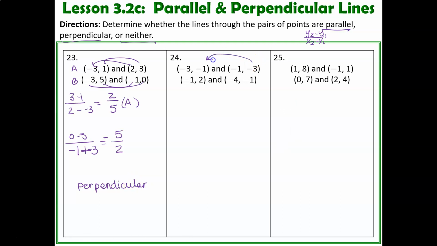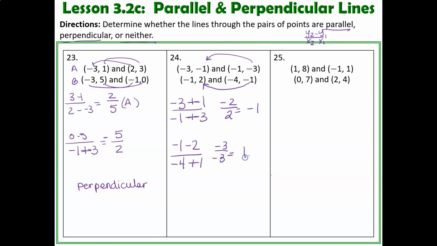24. I have negative 3 minus negative 1 over negative 1 minus negative 3. These are plus. So I have negative 2 over 2, which gives me a slope of negative 1. Now I have negative 1 minus 2 over negative 4 minus negative 1, which gives me negative 3 over negative 3, which gives me 1. So these are negative reciprocals, so it's perpendicular.